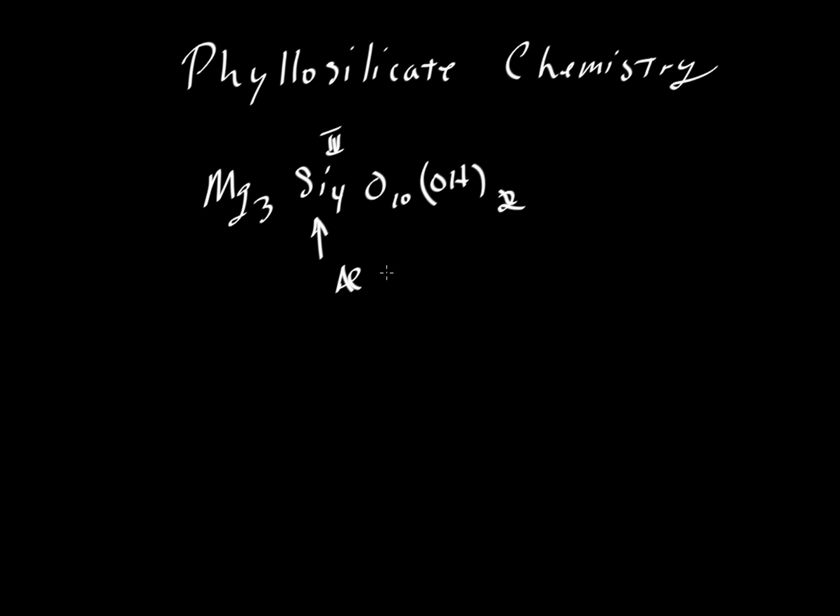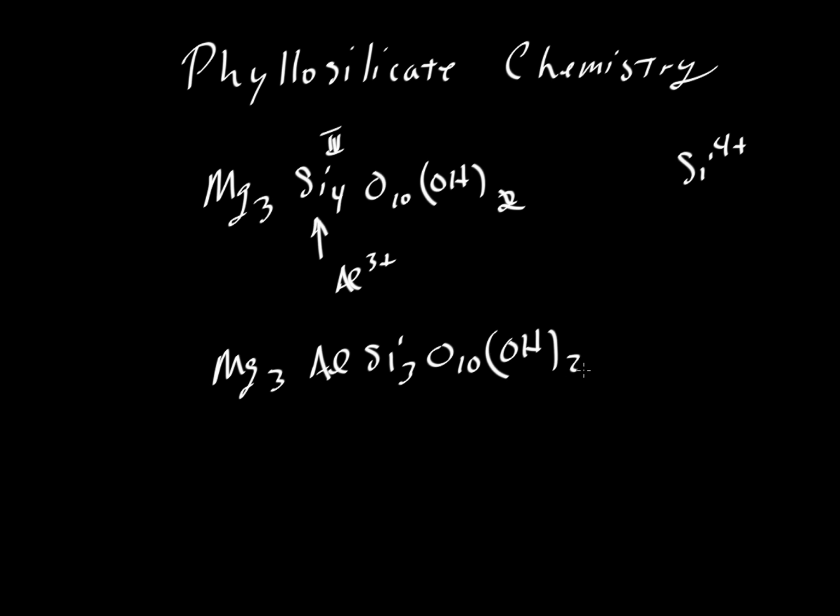Now aluminum can also go into the fourfold site, but it has a 3+ charge instead of the typical 4+ charge that we have on silica. We would lose a charge, so we would have Mg3, and then we'll write Al Si3O10(OH)2. Now, if this fellow over here is neutral, and it should be, then this fellow here should have a -1 charge because we've pulled out, let's just put this in square brackets.